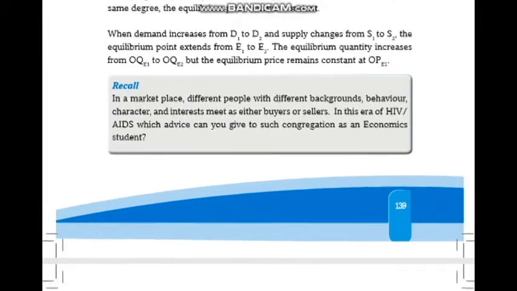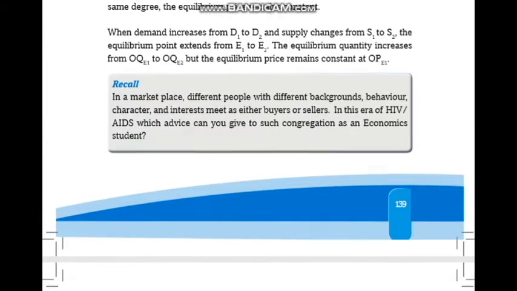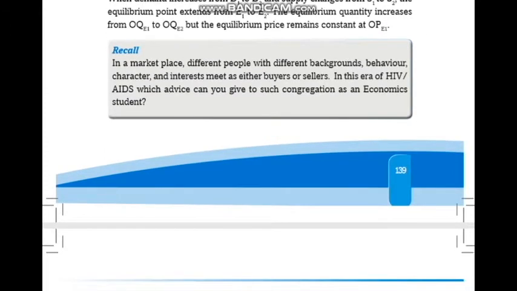So when demand increases from D1 to D2 and supply changes from S1 to S2, and remember D is demand and S is supply, the equilibrium point extends from E1 to E2. The equilibrium quantity increases from OQE1 to OQE2, but the equilibrium price remains constant at OPE1.